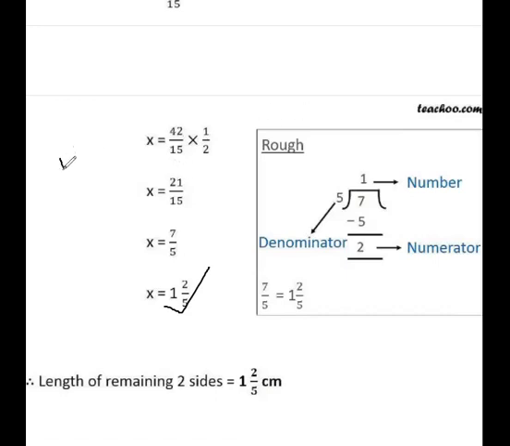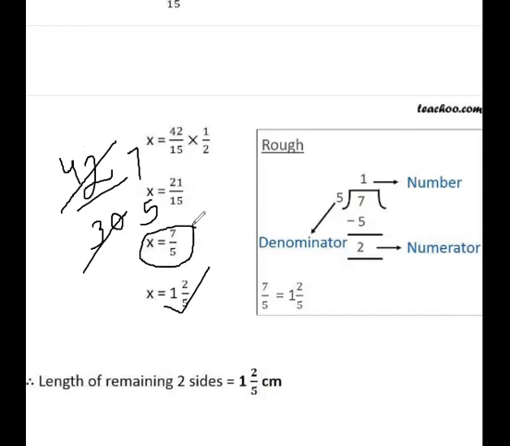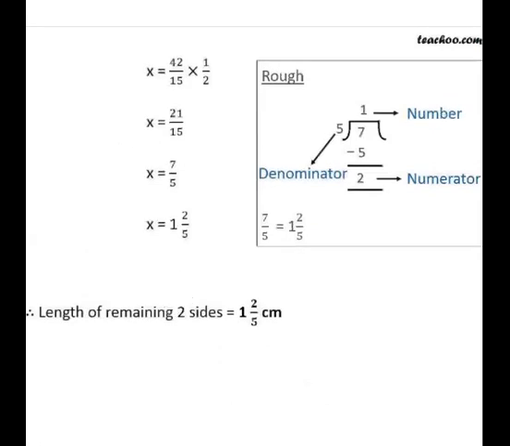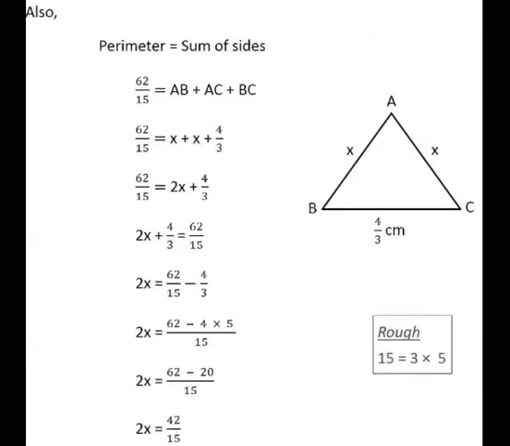And 42 on top and 30 are clearly divisible. How are they divisible? They're divisible by the table of 6. You'll cut this and you'll get 7, you'll cut this and you'll get 5. So it becomes 7 upon 5, which is x is equal to 7 upon 5. You have got your answer. So x is equal to 7 upon 5, or in mixed fraction 1 2 upon 5 centimeter. That's your answer.